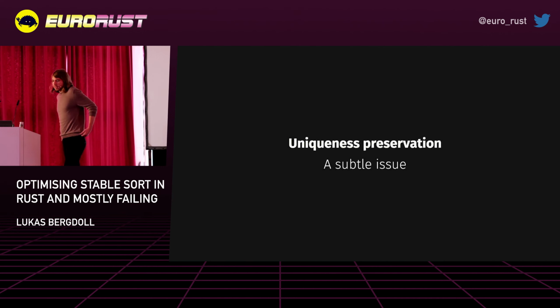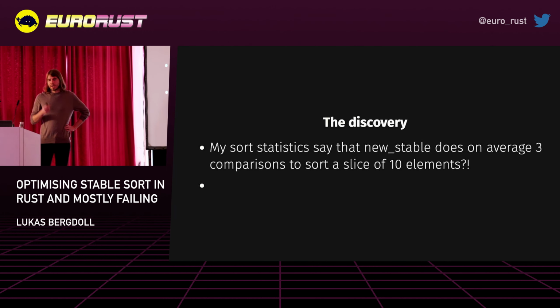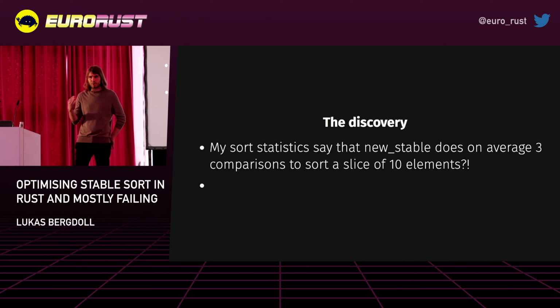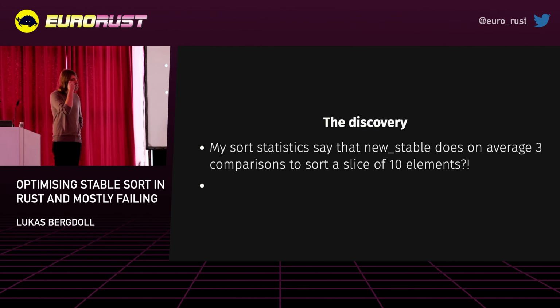And now I want to talk a bit about a rather subtle issue, I would say. Let me talk about how I discovered this issue. I have statistics that look at just how many comparisons are done in my sort. And they say that to sort a slice with random elements of 10 elements on average, so I ran it 1,000 times or so and measured how many comparisons it does, on average, it does 3 comparisons.